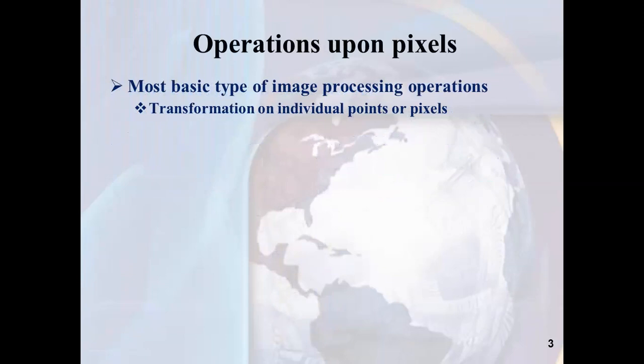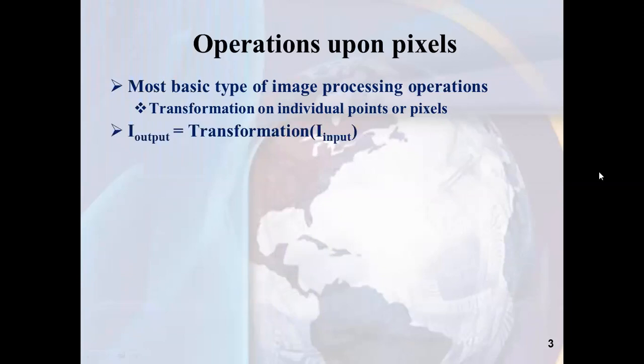Now we start to study some techniques of image processing, and we treat now the operations on pixels, which means that we make a transformation on individual points or pixels, where this transformation is applied pixel by pixel. In general, we may have transformation by region, where we apply the transformation on a region or a group of pixels. Here in this part, we apply the transformation pixel by pixel. And this is the most basic type of image processing.